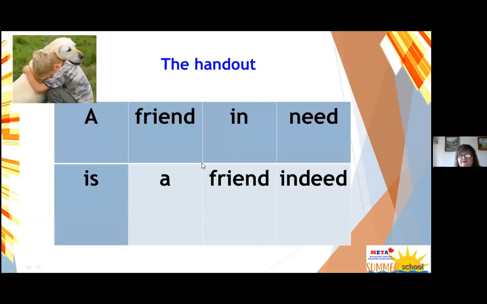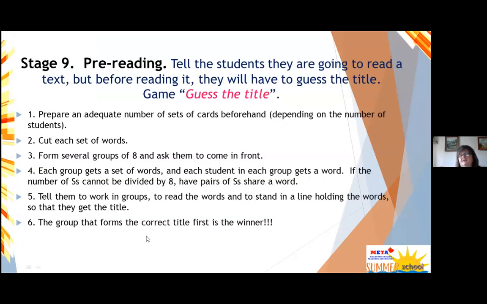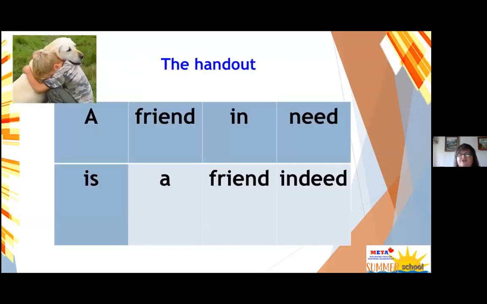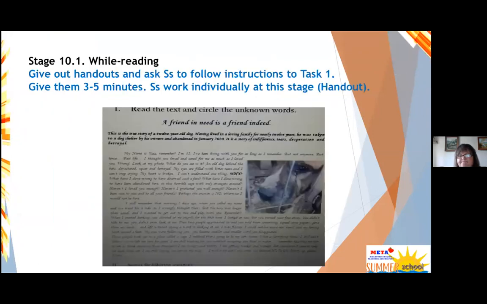So this is the handout, right? A friend in need is a friend indeed. We cut the words, and each group gets a set. And the students are supposed to come in front, collaborate with each other, and stand in a line forming the title. The group that forms the correct title first is the winner. This is a very interactive activity, and you should see how they move in the class, how they communicate with each other, and it's quite interesting.